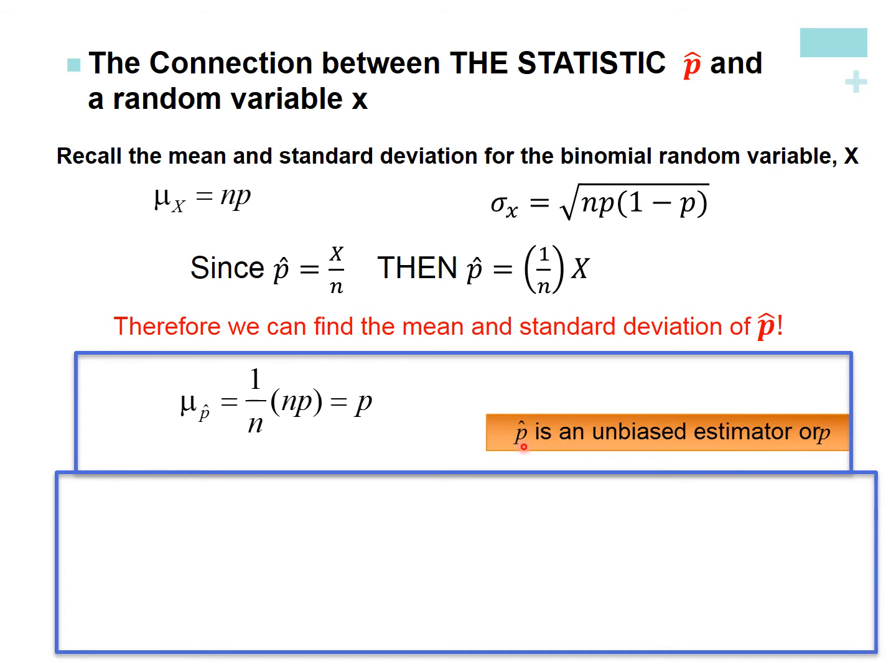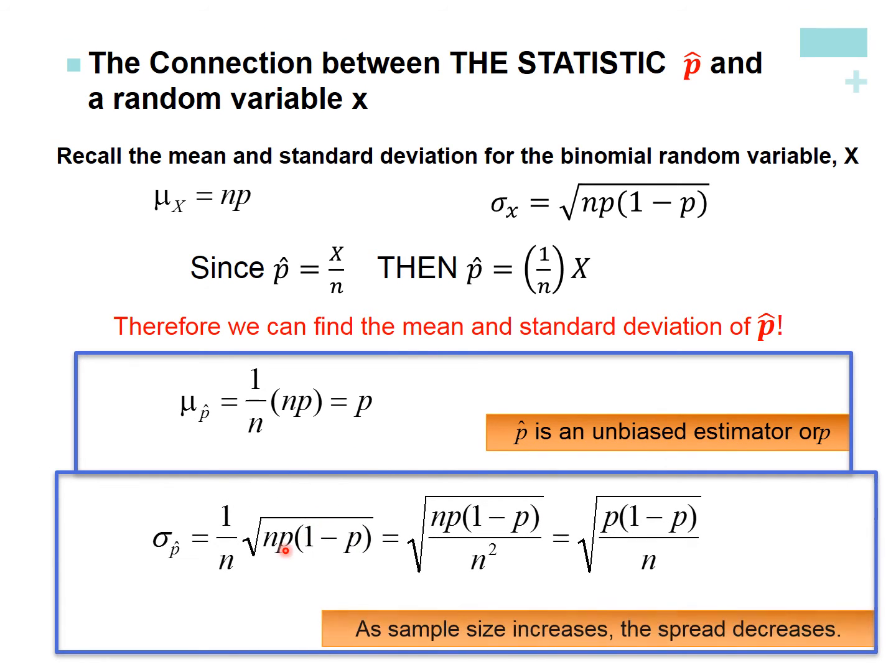So this is showing us that p hat is an unbiased estimator of our population proportion. So the mean of our sampling distribution, the mean of the sampling distribution of our proportion of orange candies, is the same as the population proportion. Okay, so the mean of the sampling distribution is going to be the same as the population proportion. That's the whole point of using a sampling distribution to estimate the mean.